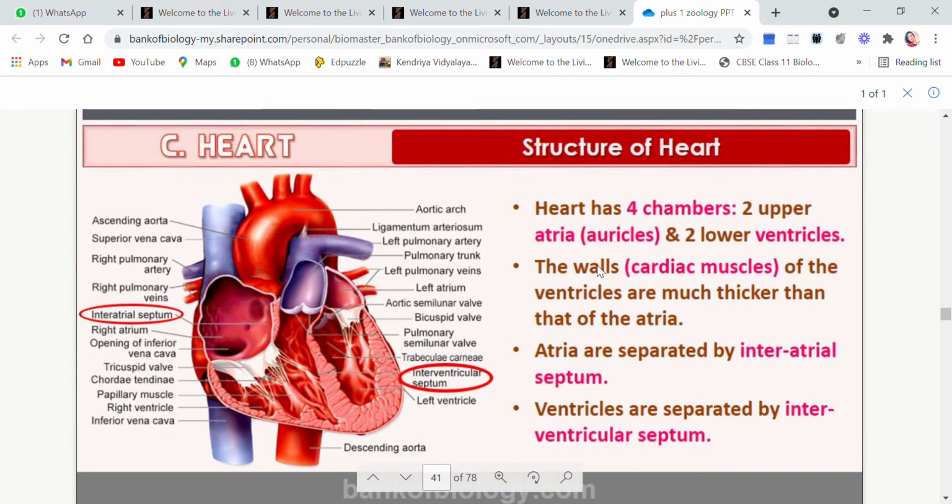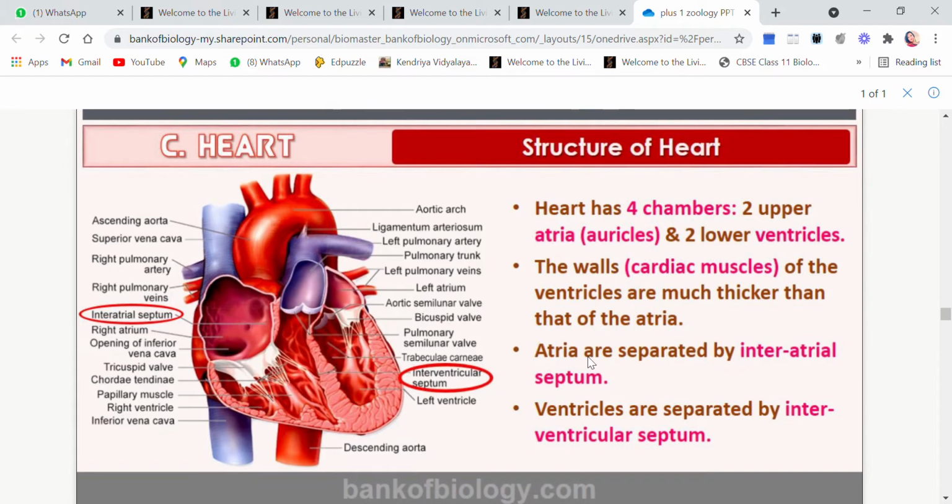The walls are actually lined with cardiac muscles, and the walls of the ventricles are much thicker. You can see that the thickness here is quite high in comparison to the auricles. So cardiac muscles are abundant in the ventricles as compared to auricles.